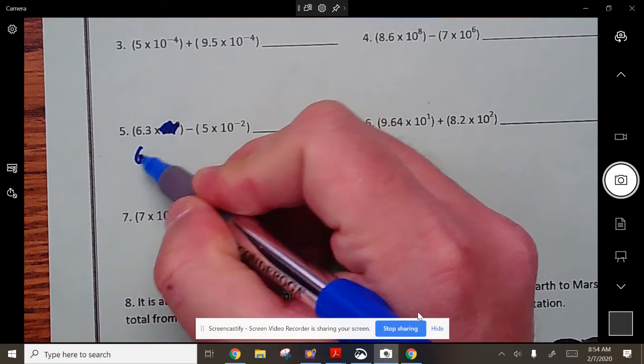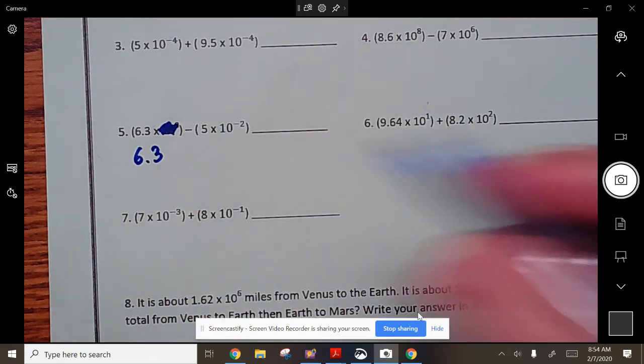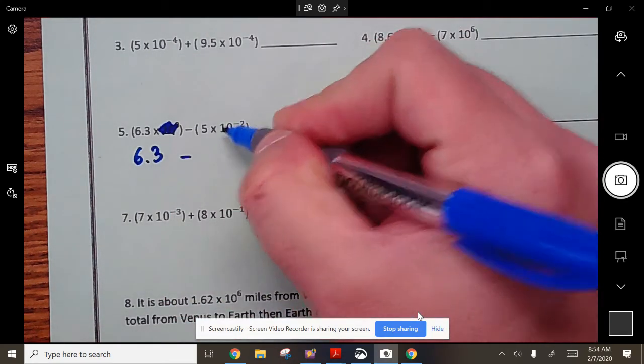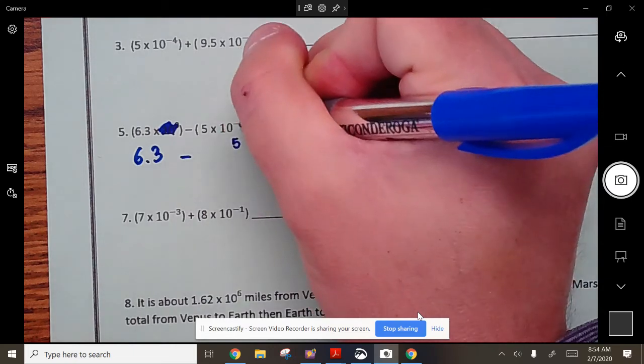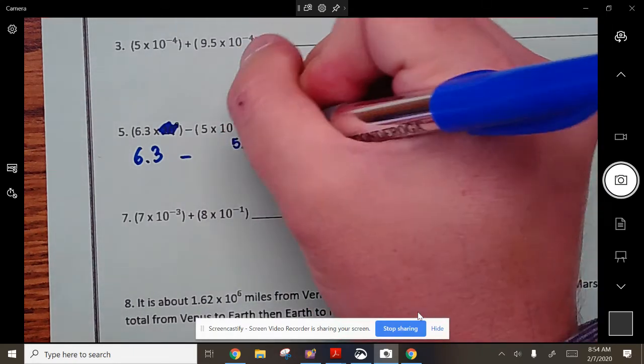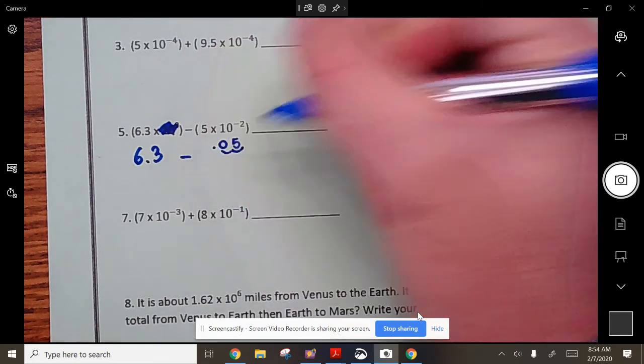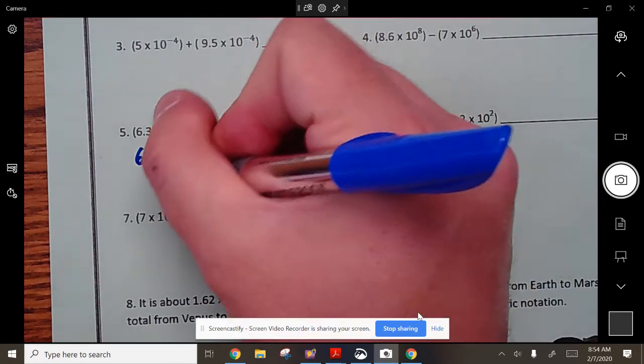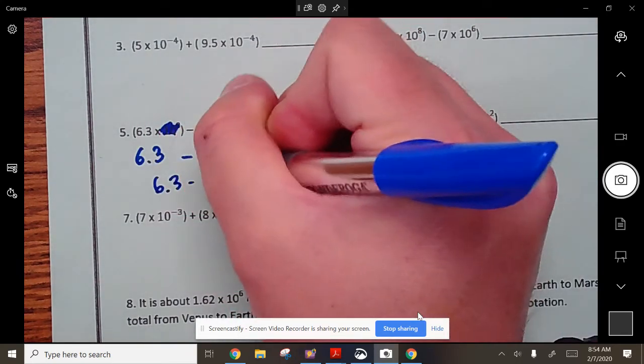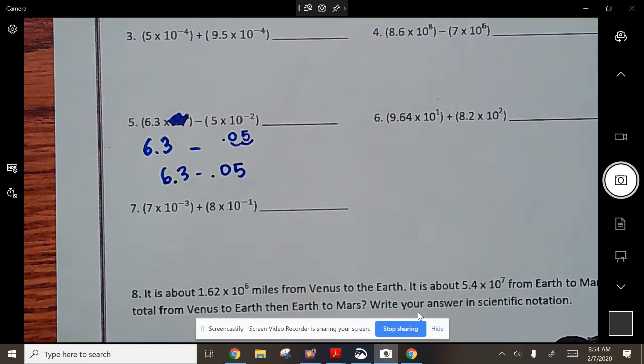Nothing happens with a 0. It just becomes 6.3 minus, and what about this one? This is going to be 5 to the negative 2. If the decimal is there, then we're going to go over 1, over 2, and there's our other one. So it's 6.3 minus 0.05. Let me grab a calculator real quick.